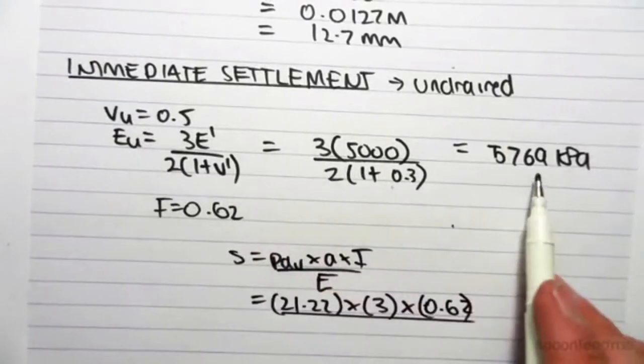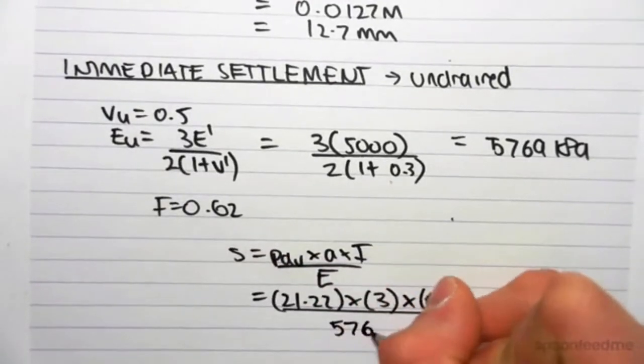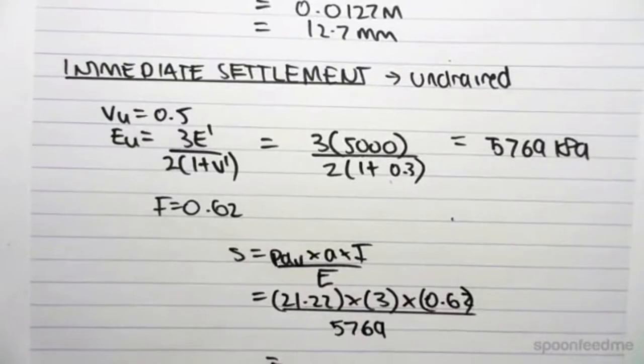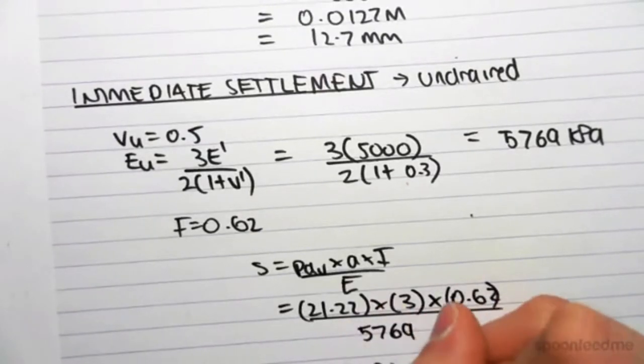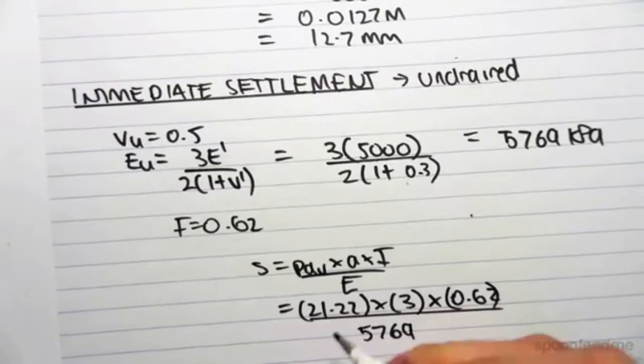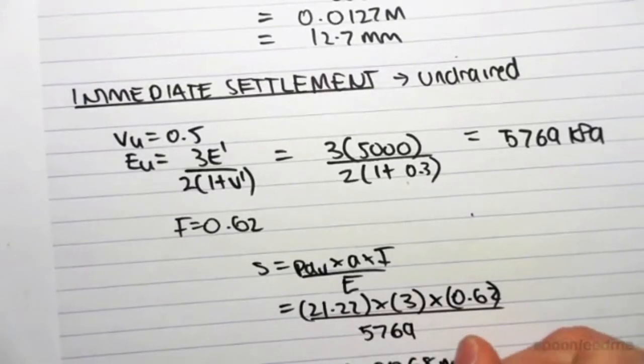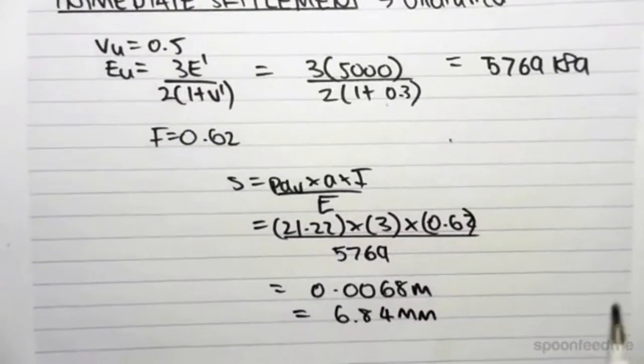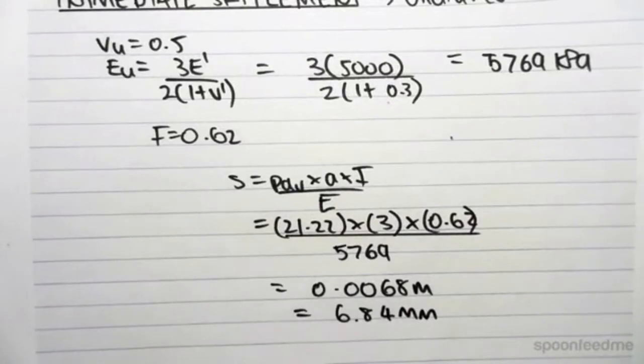So the E undrained we found is 5,769. If we work this out, 21.22 by 3 by 0.62 divided by 5,769, we get 0.0068 meters, which is equal to 6.84 millimeters. So, in this question, just to recap, we found the final settlement and the immediate settlement.